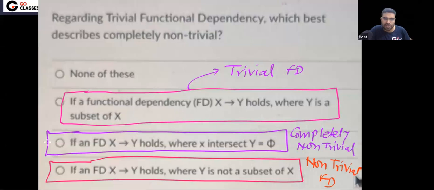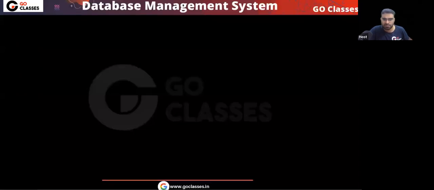Can I say every completely non-trivial is non-trivial also? Yes, of course. So remember, this implies non-trivial also. Very simple point. This is the definition of trivial, this is the definition of non-trivial, and this is the definition of completely non-trivial. So this is the idea. Let's move on now.